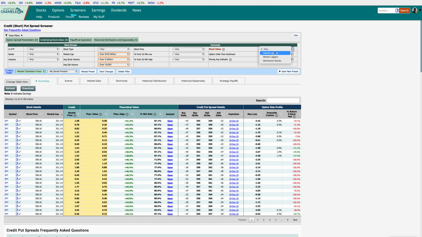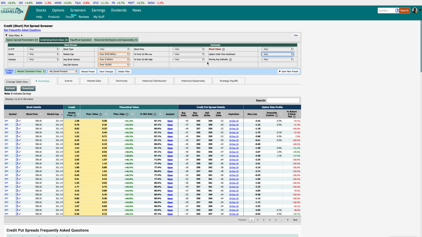Stock ideas, so we could either click on the market leaders, laggers, or momentum stocks. Sometimes I click market leaders just to see what pops up. This gives you a good description of exactly what a market leader is. Moving forward, the option order flow sentiment. Basically that just gives you what the other option traders are doing and what the sentiment is around that particular stock. So we can go to increasingly bullish, or shift from bearish to bullish, or just simply bullish.